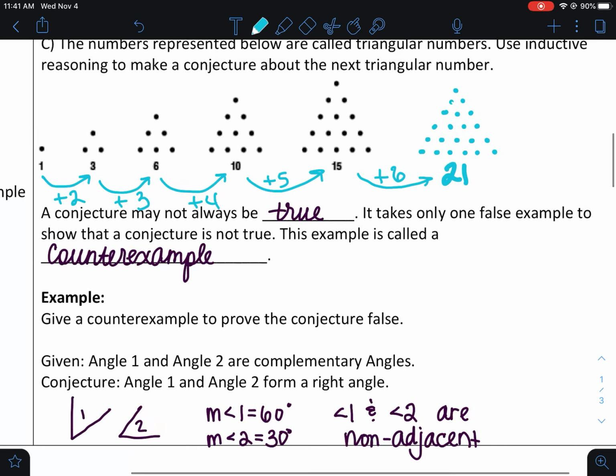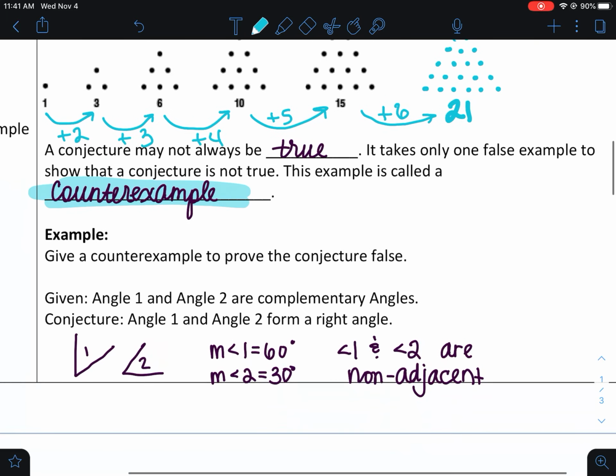A conjecture may not always be true, and it only takes one false example to show that it's not true. We call that a counterexample. So those are really important. All right, give a counterexample to prove this conjecture false. This one says angle 1 and angle 2 are complementary angles. We know that complementary angles are angles that add up to 90 degrees. The conjecture says angle 1 and angle 2 form a right angle. We need to disprove that.